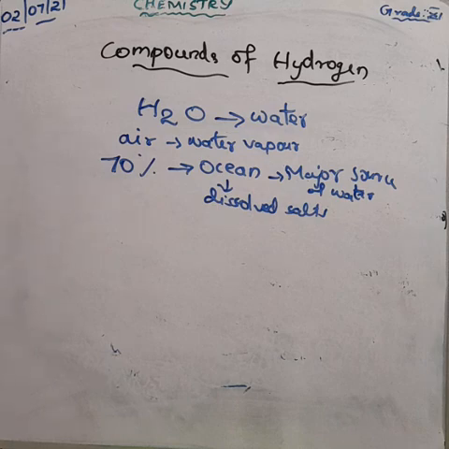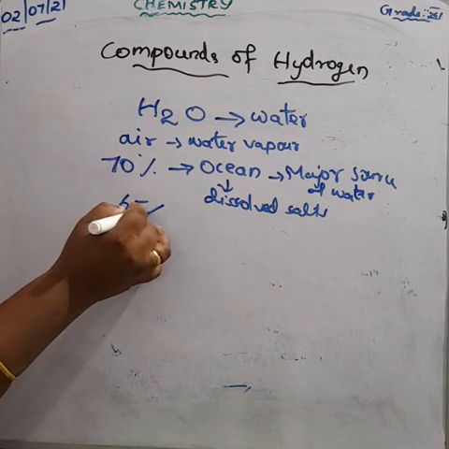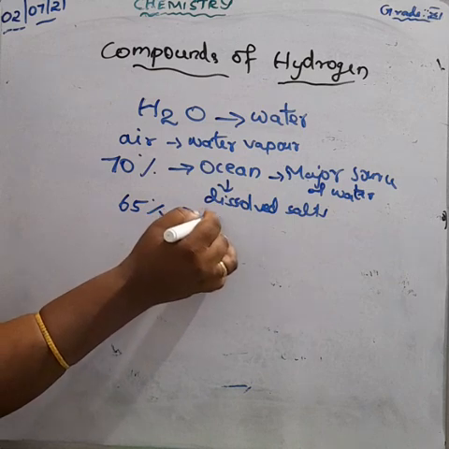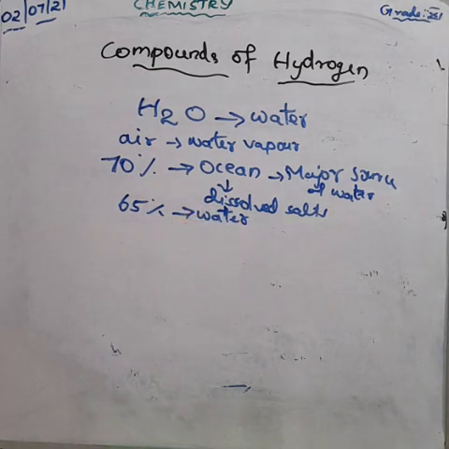Okay, and water is essential for our living things, and our body contains 65% of water. How is the 65% water in our body? In our blood and other things made by water. Okay, understood. These are about the water.